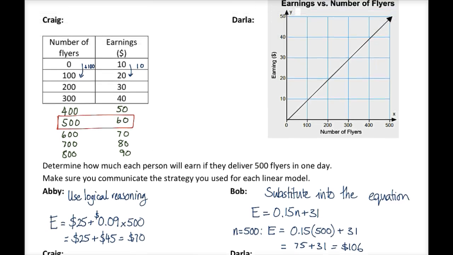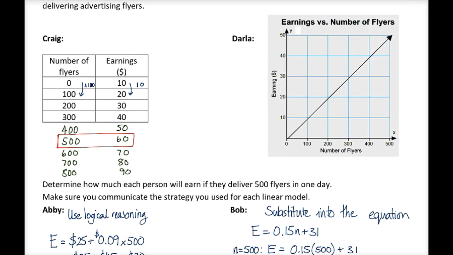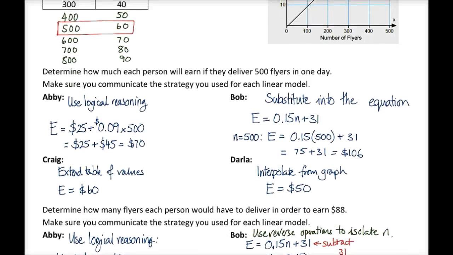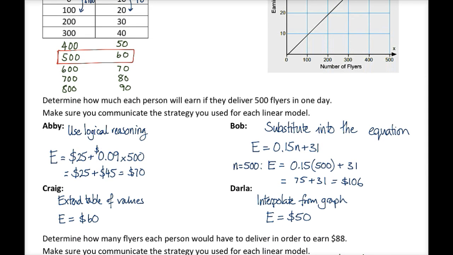For Dolly, from the graph, we can interpolate or read from the graph. If we take a look at the graph, we find 500 flyers, which is here, and then we read from the graph, so we're interpolating. So we go up to the graph, and then we go across here to the earnings axis, and we see that she would earn $50. So the approach for Dolly would be to interpolate from the graph, and we get $50.